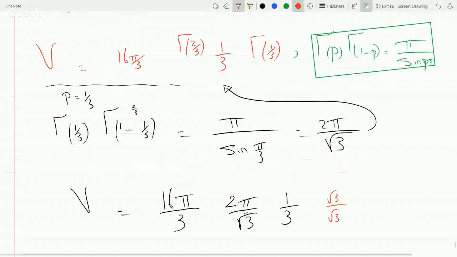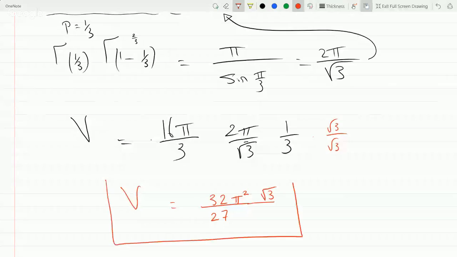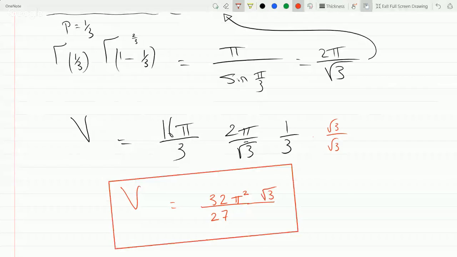16 pi. What do we have here? We have times 9 is 27, and we have 32 pi squared times root 3. This is V. I think this is better than the first way because you only evaluate the answer once.